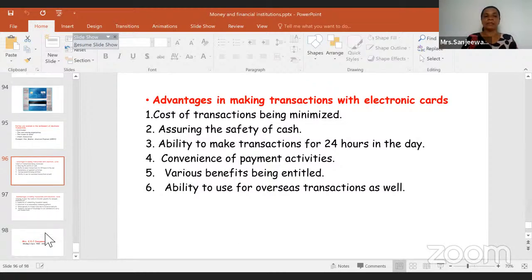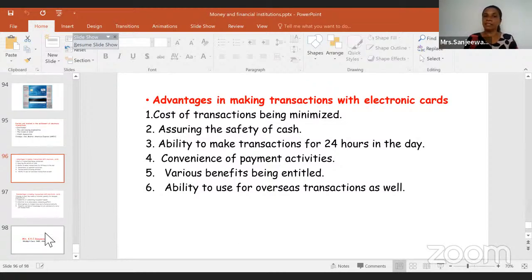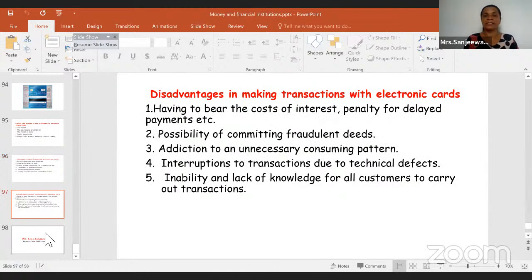Then we'll see the disadvantages. Not only advantages, there are disadvantages as well. What are the disadvantages? Having to bear the cost of interest. Suppose that you delay payment, you need to pay a penalty. And the possibility of committing fraudulent deeds. Frauds can happen. Sometimes they can steal your PIN number. So there are so many issues, children.